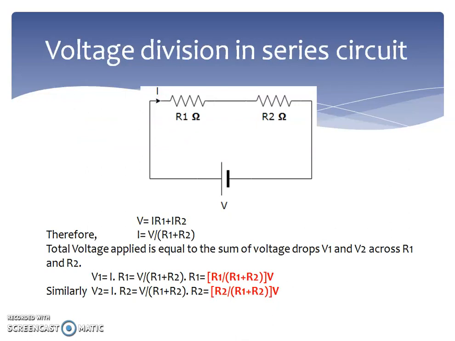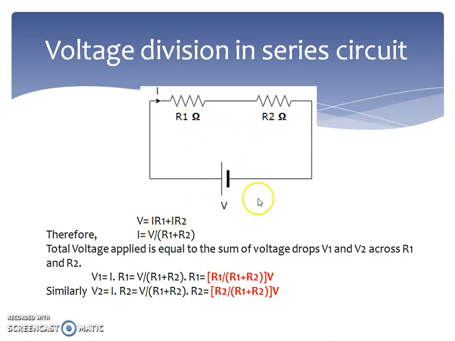Voltage division in series circuit. This topic is basically to define how the voltage is divided in the series circuit, and in the next topic we will discuss how the current will be divided in the parallel circuit. So here we are having two resistances, that is R1 ohm and R2 ohms, and V.